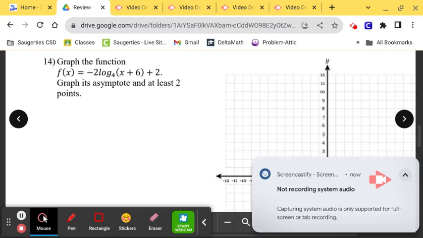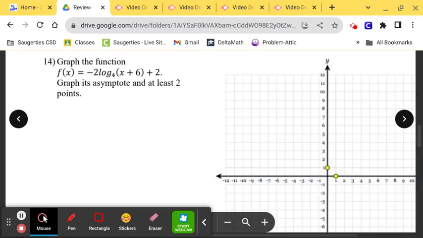So for number 14, finally we're on page 4. Graph the function f of x equals negative 2 log base 4 of the quantity x plus 6, plus 2. Graph its asymptote, that's such a silly word, and at least 2 points.